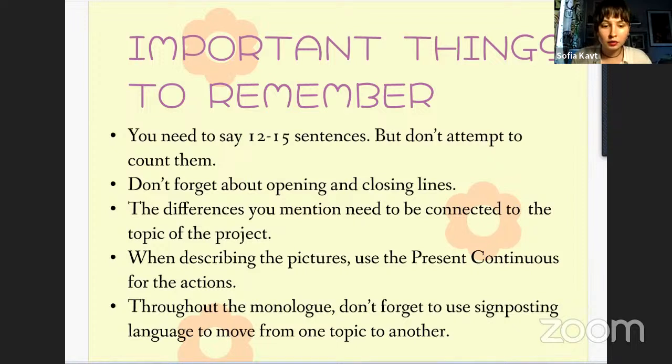And finally, throughout the whole monologue, you need to use signposting language to move from one topic to another. So what do I mean by this? I mean that you need to use some special linkers to guide your listener through your monologue and to signal that you're moving on to some other point in the plan. This is one of the things you will be assessed for in the exam. And this is exactly what our today's lesson is about.